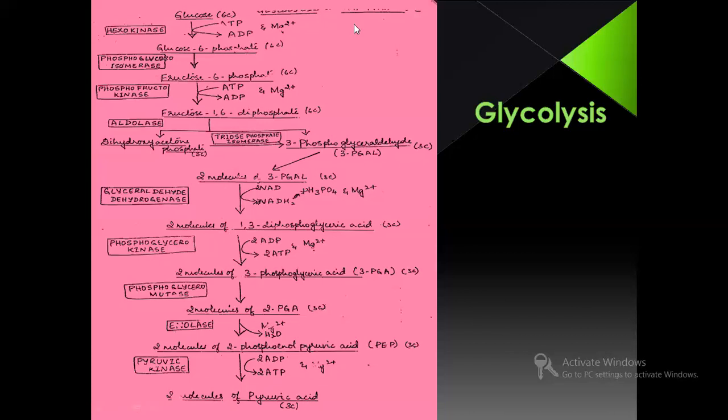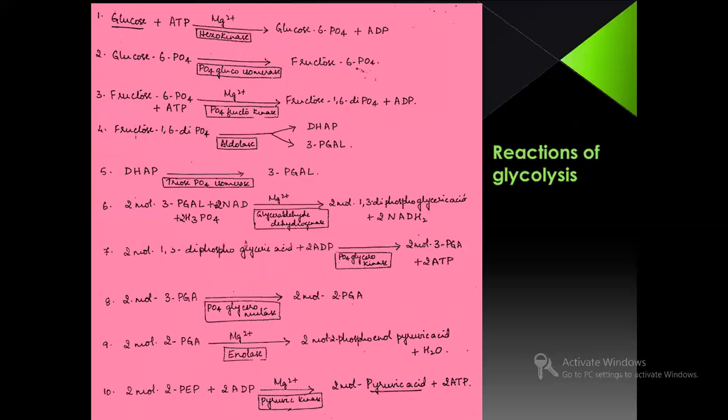So this is how the glucose molecule is being converted into 2 molecules of pyruvic acid, and this entire metabolism occurs in the presence of enzymes, and this pathway involves both consumption of energy as well as liberation of energy. So to make this pathway simpler, I have written the entire pathway reaction wise.